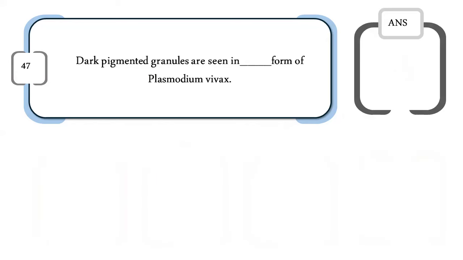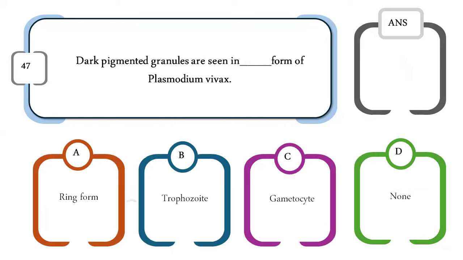Next question, dark pigmented granules are seen in which form of Plasmodium vivax? Option A, ring form. Option B, trophozoite. Option C, gametocyte. Option D, none of the above. Here the right answer is option B, trophozoites. Dark pigmented granules are seen in the trophozoite form of Plasmodium vivax.